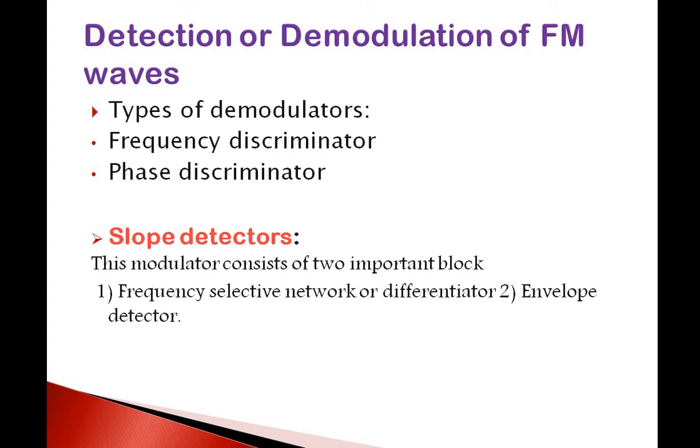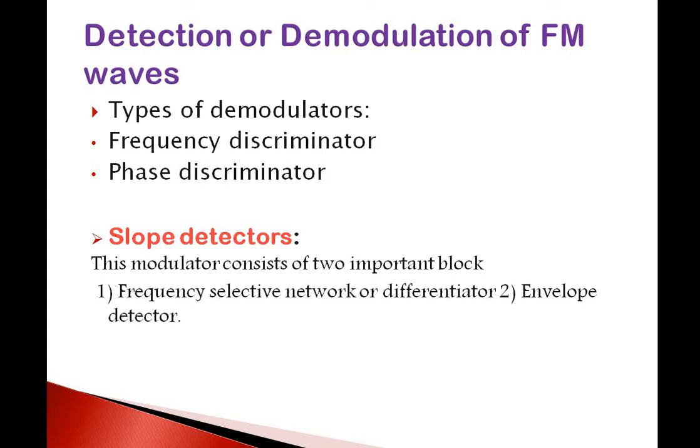Out of that, first we are going to discuss the slope detectors. As you have already seen in amplitude detectors, what are the blocks you will have? One is your differentiator and one is your envelope detector. So here also in slope detectors, this demodulator consists of two blocks.